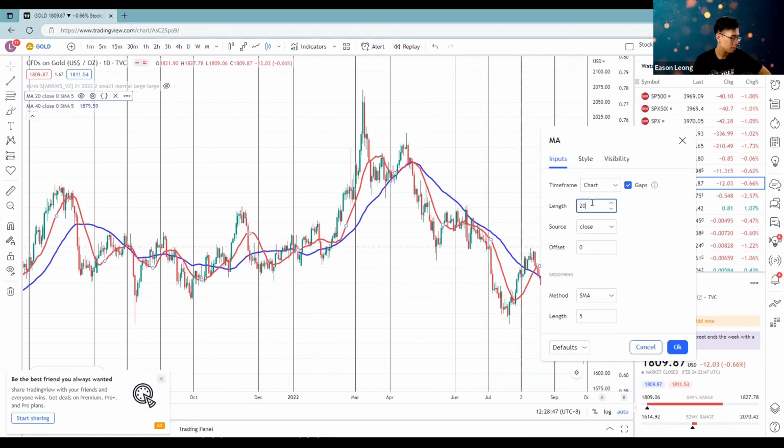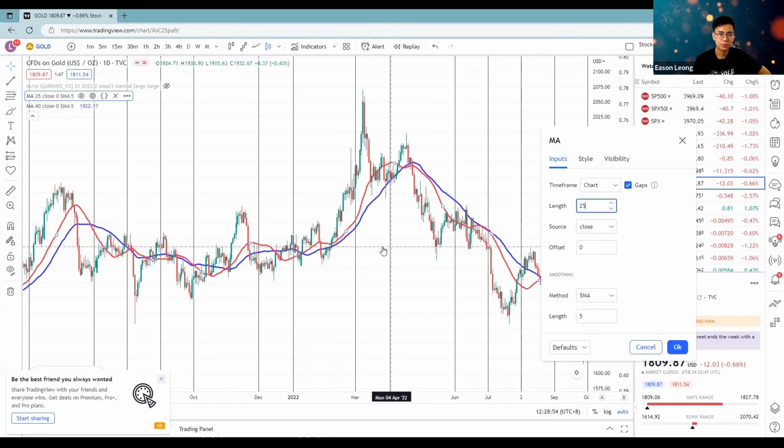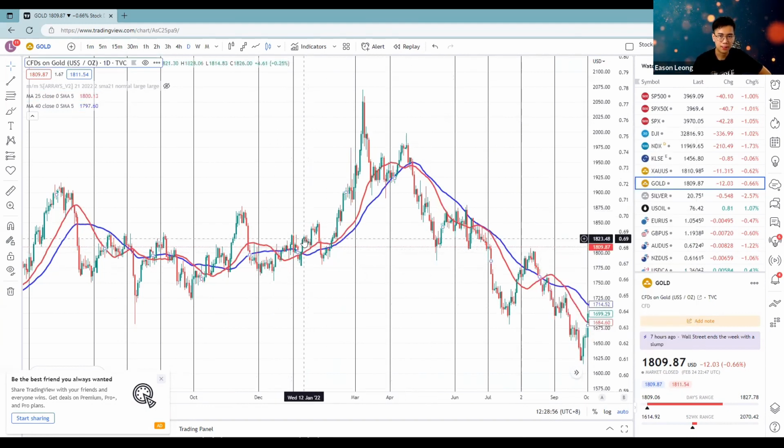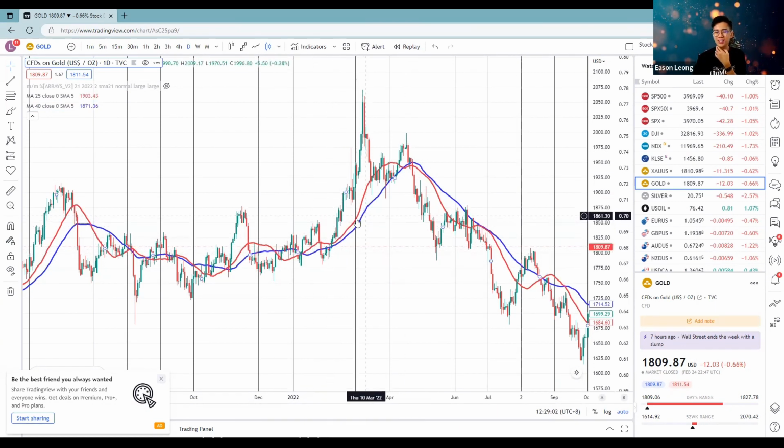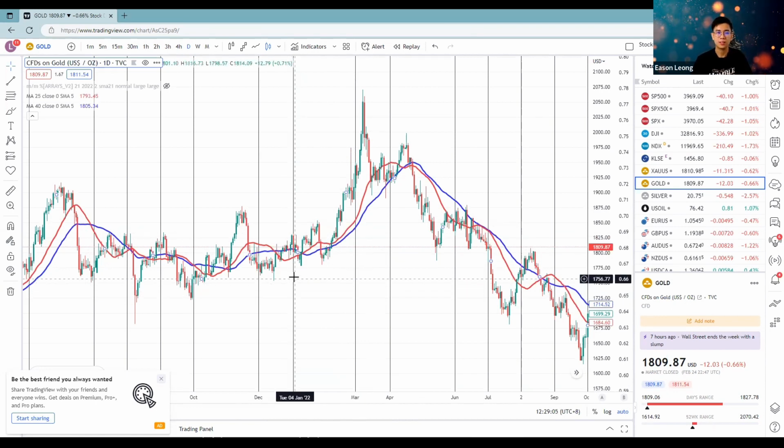20, 25. And you see when I adjust to 25, it crosses up, I make a buy trade and can capture profit here. Much better than just now. Otherwise you're still in, still losing here, right? So this is one of the things that you should be doing.